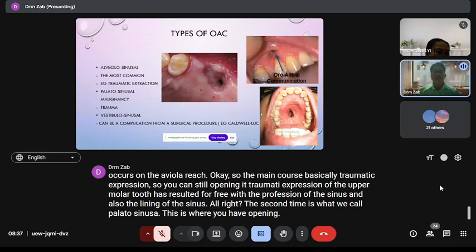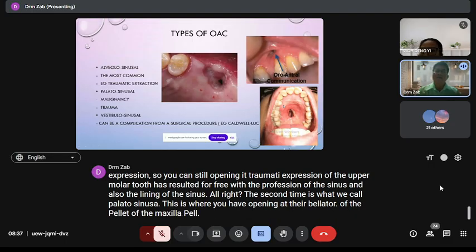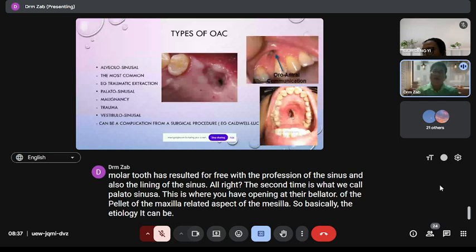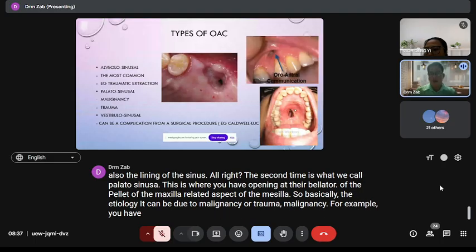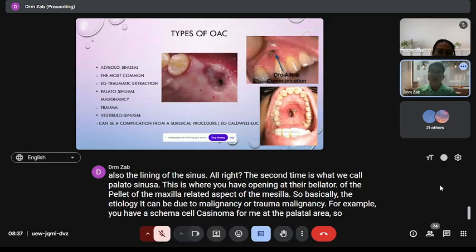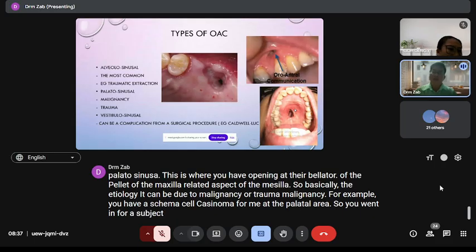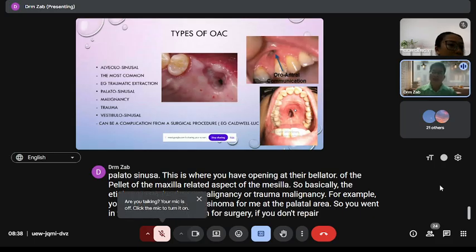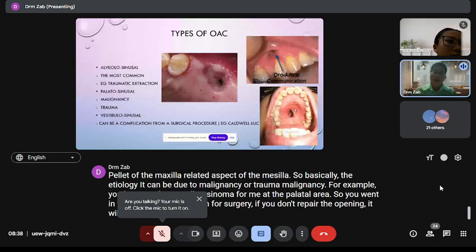This is where you have an opening at the palatal aspect of the maxilla. So basically, the etiology can be due to malignancy or trauma. Malignancy, for example, you have squamous cell carcinoma forming at the palatal area. So you went in for surgery. If you don't repair the opening, it will form a palato-sinusal oro-antral communication.